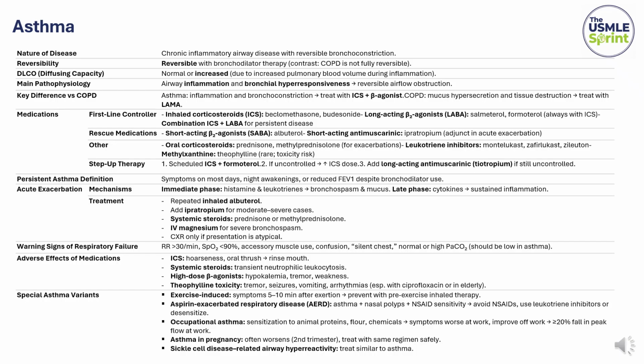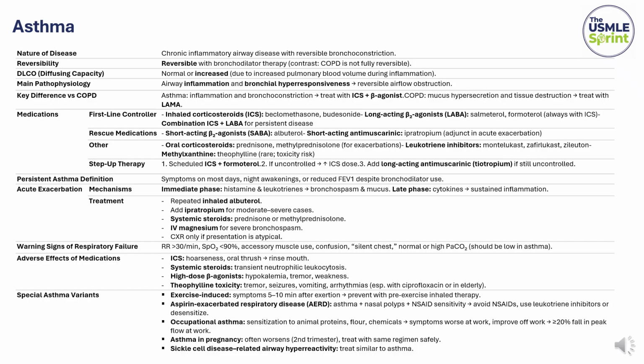Intravenous magnesium can be used for severe bronchospasm. A chest X-ray is only needed if the presentation is atypical. Watch for warning signs of impending respiratory failure: a respiratory rate above 30, oxygen saturation below 90%, accessory muscle use, confusion, a silent chest, and a normal or high carbon dioxide level when it should be low. These are red flags for respiratory muscle fatigue and the need for ventilatory support.